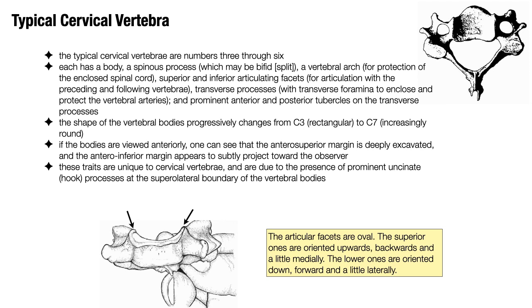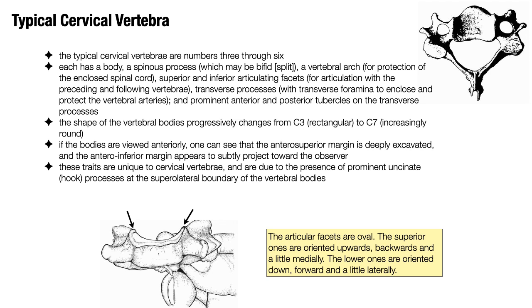These arteries come from the subclavian artery, and in turn the subclavian arteries come directly or almost directly from the heart. And also in these transverse processes, we have anterior and posterior tubercles.